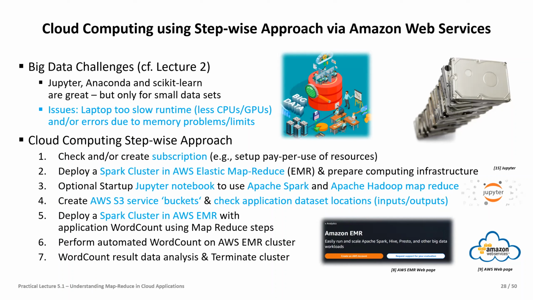Also interesting for us is to use one of the most used cloud services that probably exists. You would see the AWS S3 service a little bit, the idea of buckets and what the service is about. And of course, then using that in conjunction with a Spark cluster, by doing maybe just an application like Word Count with the MapReduce steps, and then performing this automated word count on a cluster and getting the results. Don't forget to terminate the cluster in the end, as you know, because otherwise it will create costs.